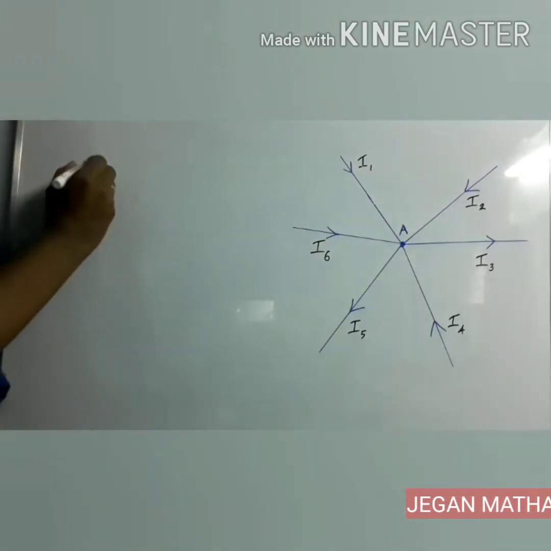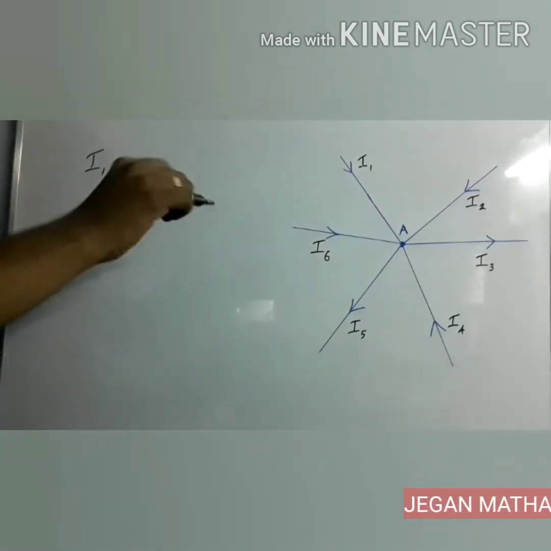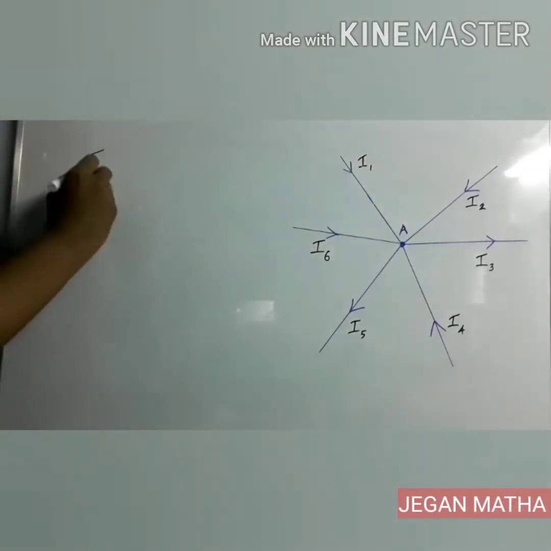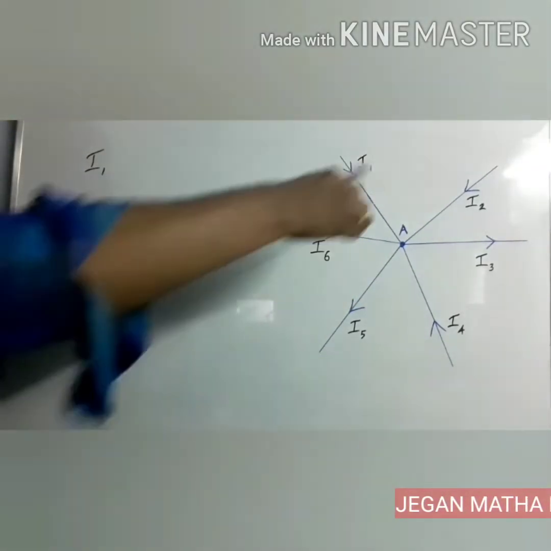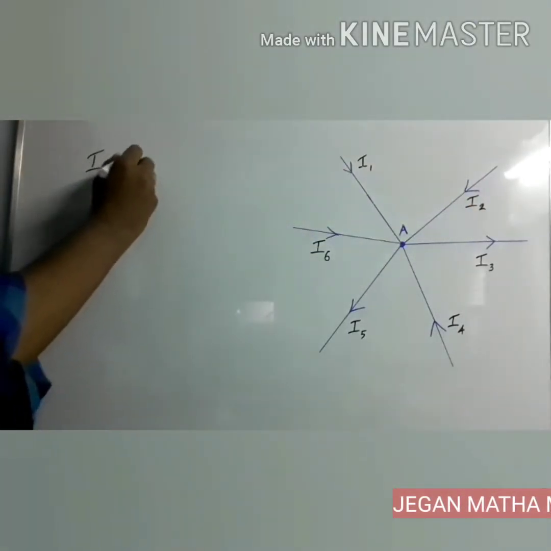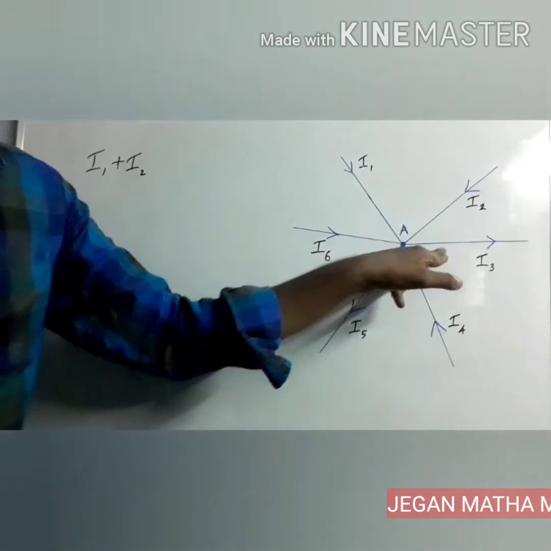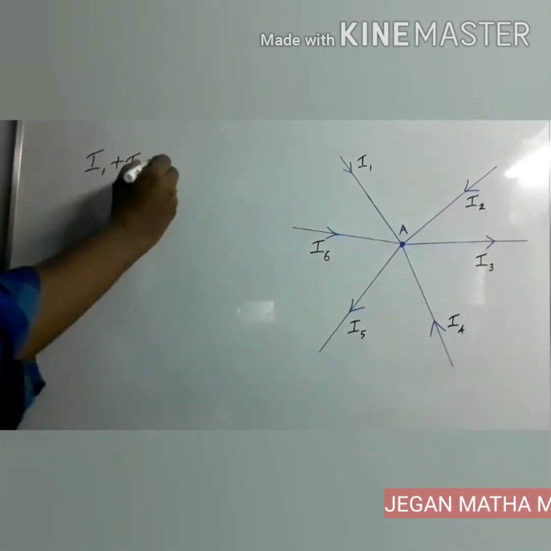So I'm going to take the first current I1. It has a positive value because it moves towards the junction. It's entering the junction A. I1 has a positive value. What about I2? It also moves towards the junction, so it has the positive value I2. Look at I3, the third current. It's leaving. It moves away from the junction. As I said already, it has the negative value.